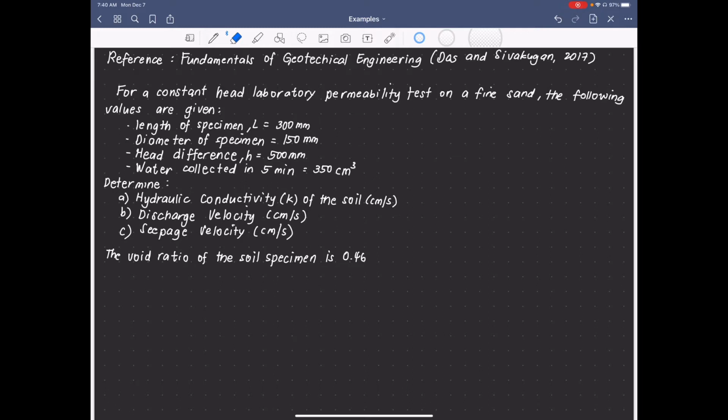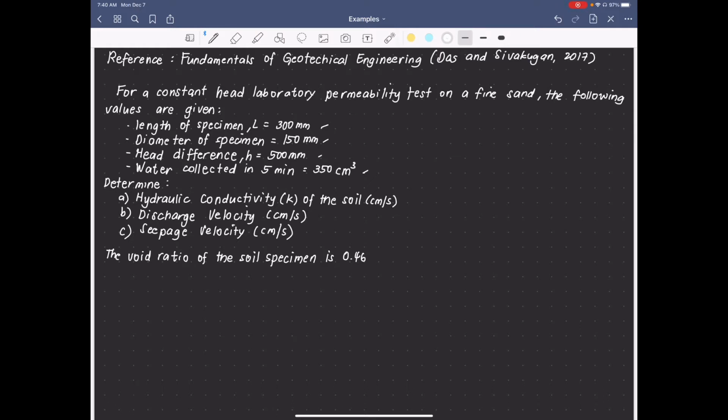For this test, the following data are given. We have the length of the specimen, L is equal to 300 millimeter. The diameter of the specimen is 150. The head difference H is 500 mm. The water collected in 5 minutes is equivalent to 350 cubic centimeter.